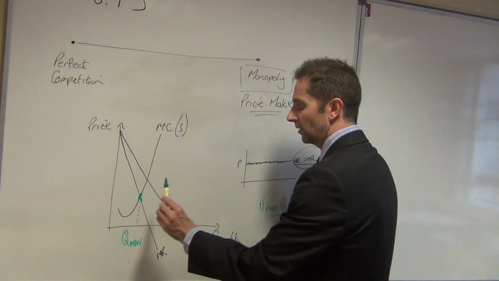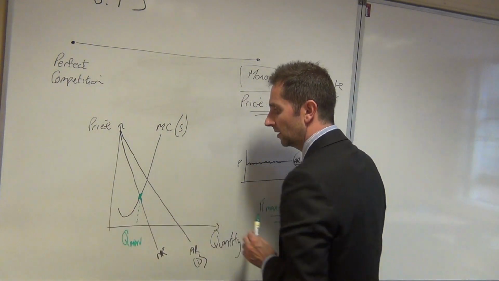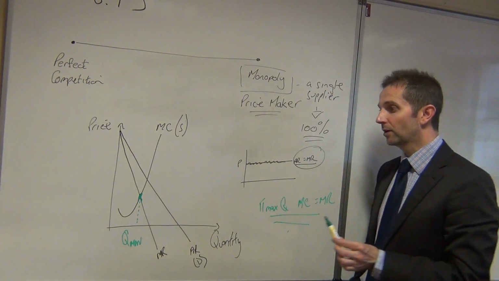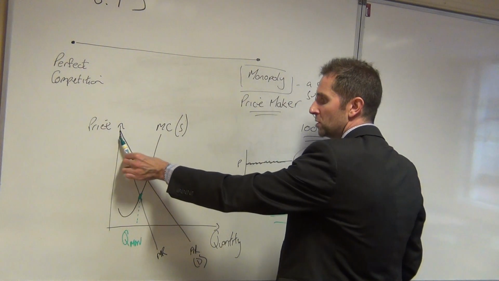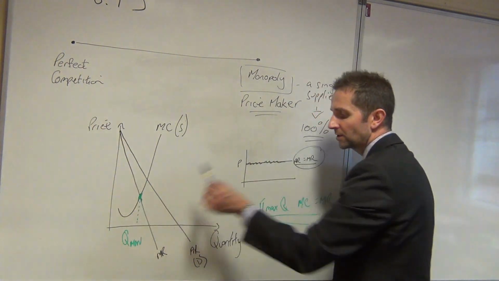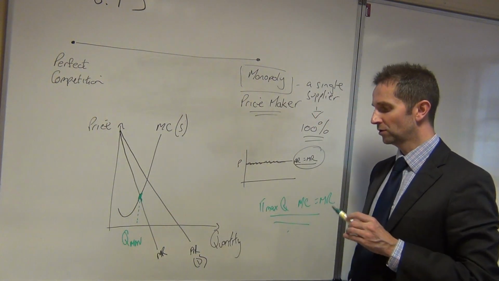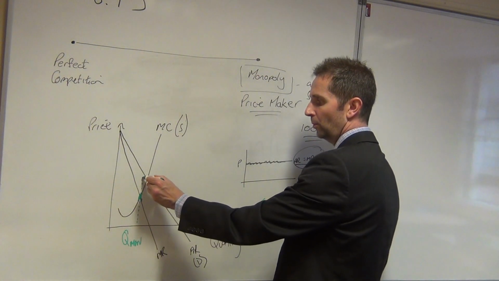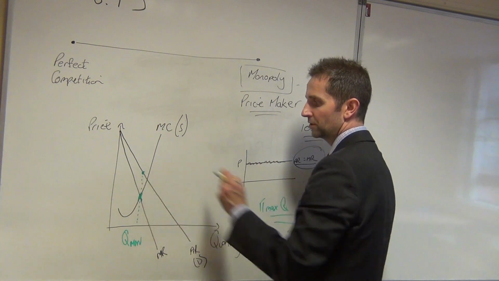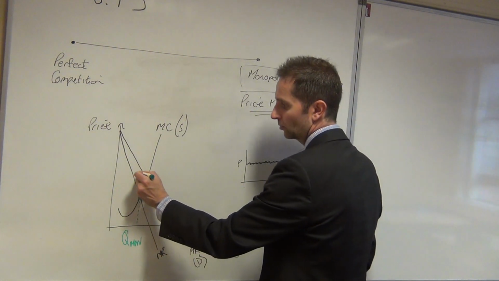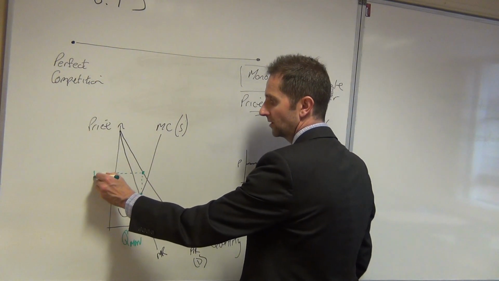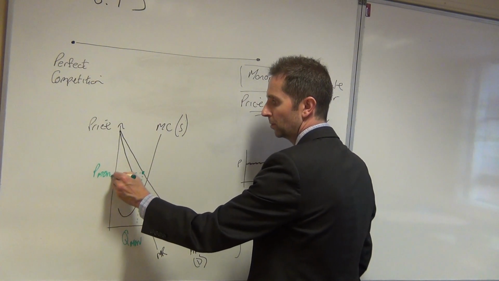Don't make the mistake of taking a dashed line across here and considering that as the price, because it's not. Where do we get the price from? We get the price not from the marginal revenue curve, we get the price from the average revenue curve, the demand curve. So we've got to take this dashed line up to the average revenue curve and then across to our price axis. So that's our price for the monopolist.